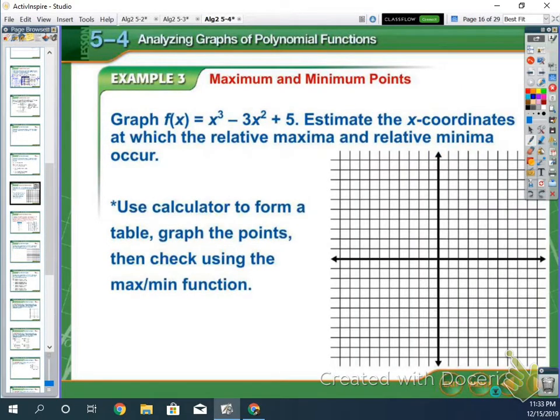All right, so now they want us to graph this. Estimate the x-coordinates at which the relative maxima and relative minima occur. So I typed this into a calculator and I'm looking at it now. I'm seeing the points -1, 1, 0, 1, 2, 3, 4, 5, 1, 3, 2, 1, 3, 5, and everything else is not really going to fit on the graph.